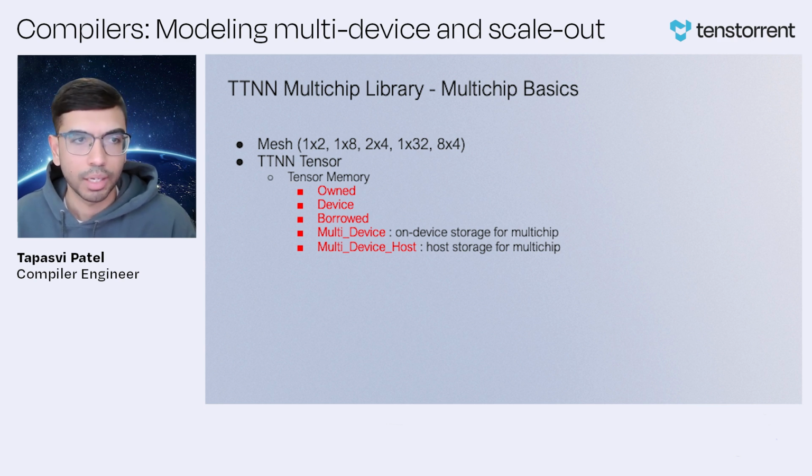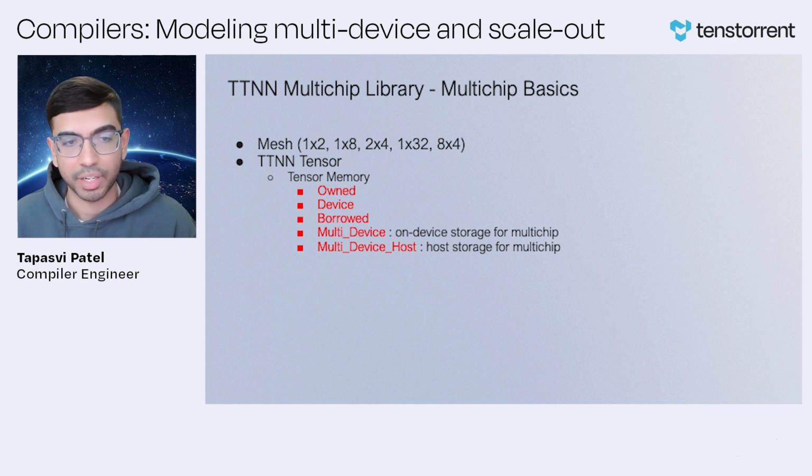And that is something that's also being explored in both the compiler and the runtime side as well. Next is something called the TTNN tensor. This is the fundamental unit of abstraction of data in TTNN. The main things to know for this is specifically the tensor memory. So how is the tensor actually laid out on the device?